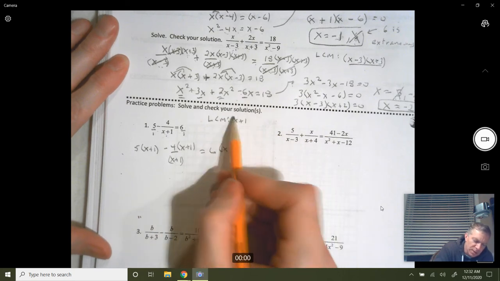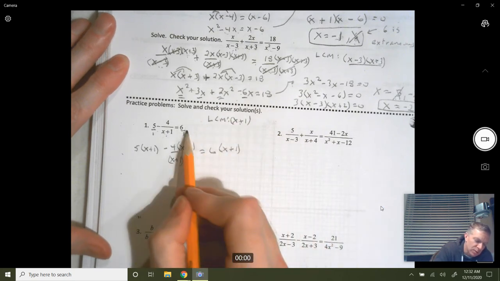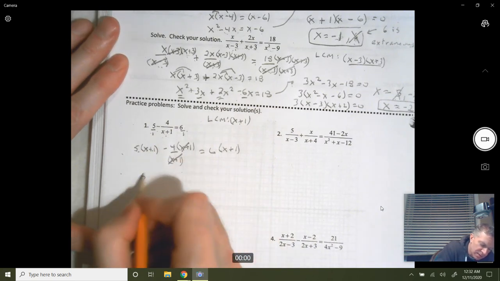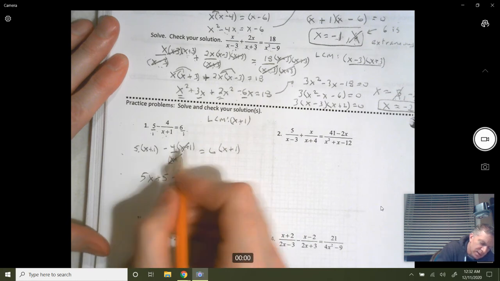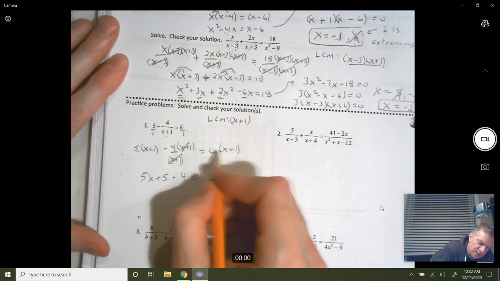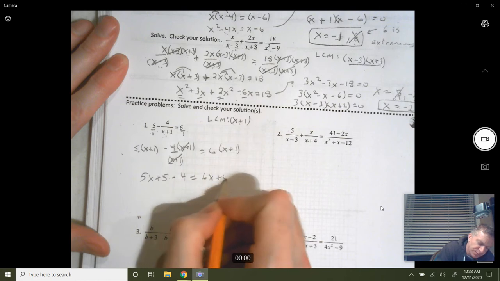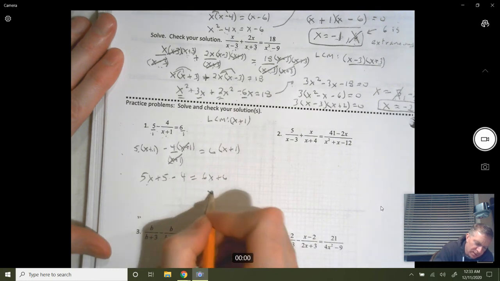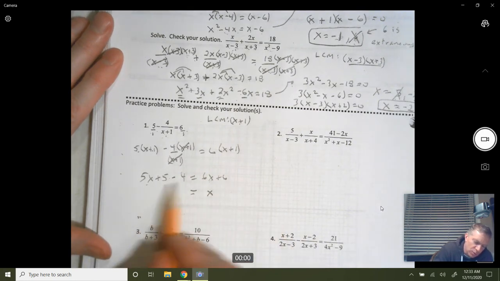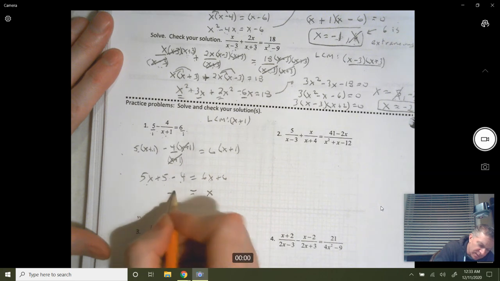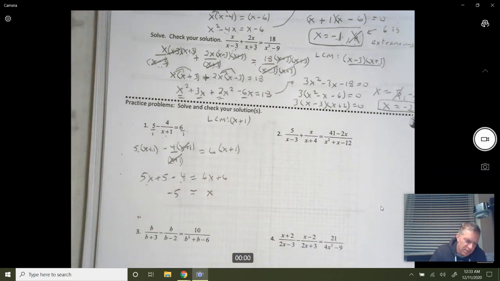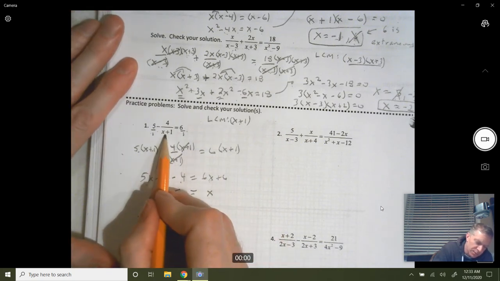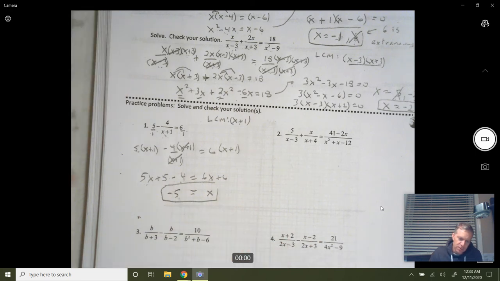So we're multiplying both sides of the equation by this. It distributes to every single term. Okay. So here those cancel. 5x plus 5 minus 4 equals 6x plus 6. I'm going to subtract 5x from both sides, so I have a positive x over here. Over here, 5 minus 4 is 1. Subtract the 6, I get negative 5, and x equals negative 5. That works. That doesn't make any denominator 0. Okay.